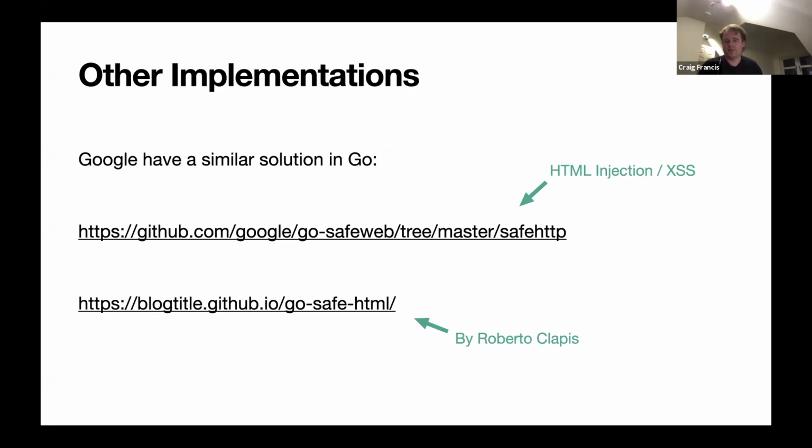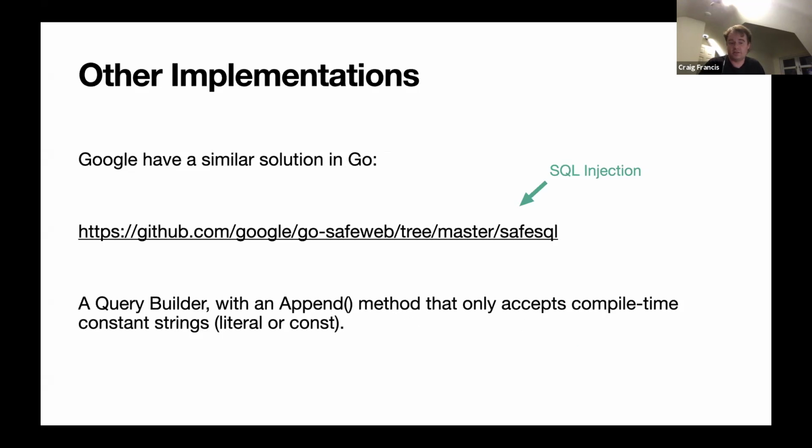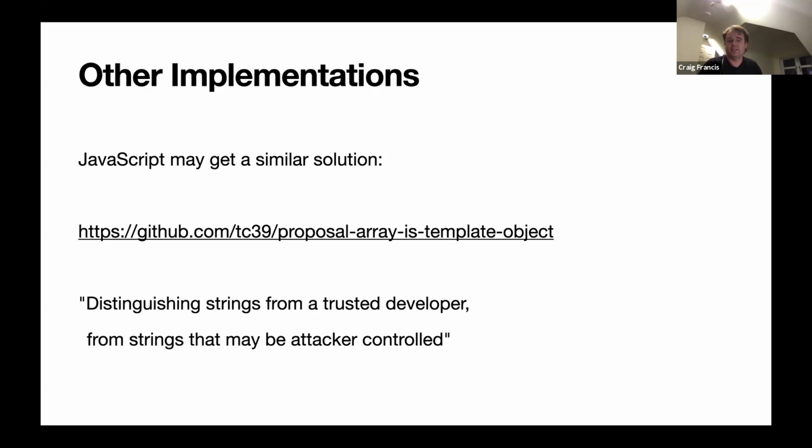So Google went ahead and started implementing this solution themselves. They started off doing HTML injection protection, and they've also done SQL injection protection, again with this particular approach. And it's been very successful for them. We've also started to see talk about this being introduced into JavaScript. The idea is that the template object will be able to distinguish strings from a trusted developer versus strings which may be attacker controlled.